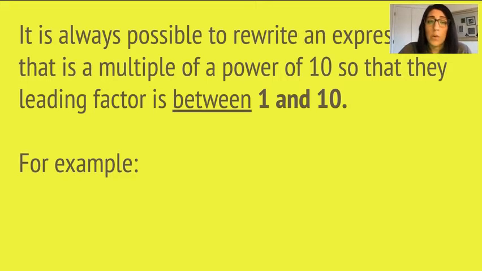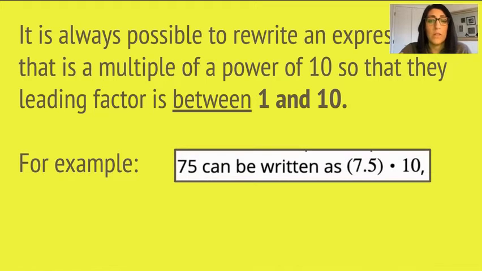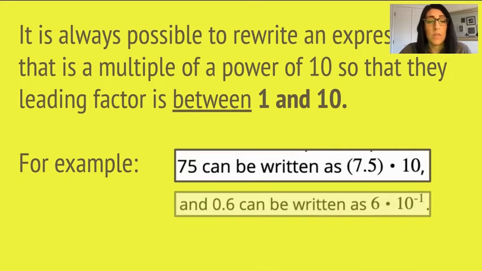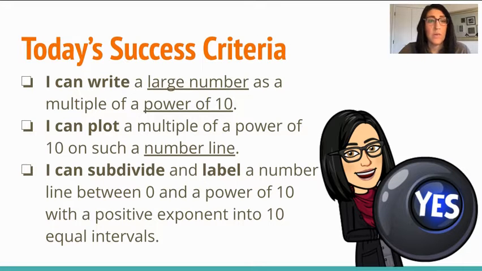So again, it's always possible to rewrite an expression that is a multiple of a power of 10 so that the leading factor is between 1 and 10. So 75 can be written as 7.5 times 10, those mean the same thing. And 6 tenths can be written as 6 times 10 to the negative first. So just keep that in mind as we move forward. Okay, so again, there's your criteria. We're working a lot with number lines today, and subdividing is going to be the big focus of the next one.